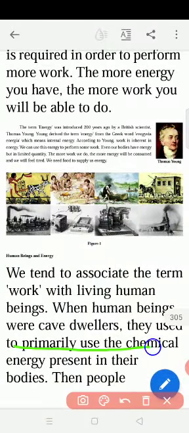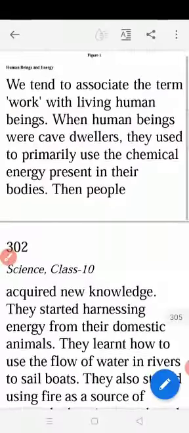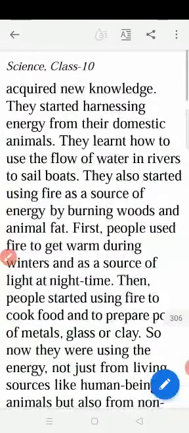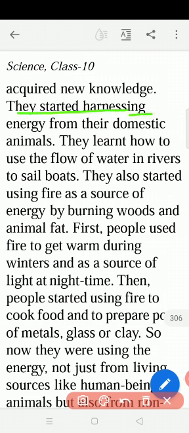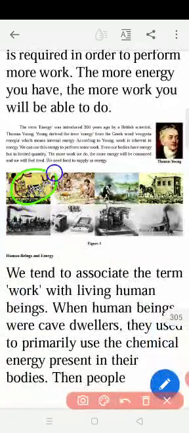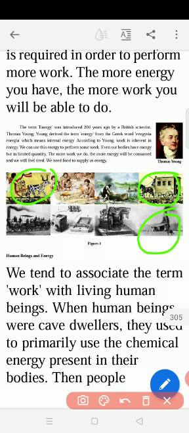Primarily, first they used the chemical energy present in their bodies. Then slowly people developed and acquired new knowledge. So what did they do afterwards? They started harnessing energy from their domestic animals. Here we see the pictures. They used the animals for ploughing and to drag vehicles like bullock carts, and we can travel by domestic animals. All these things they found out.